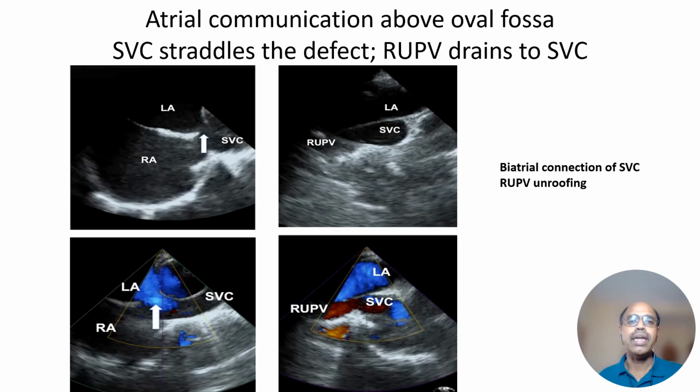We have to understand the anatomy. Sinus venosus defect is an interatrial communication above the level of fossa ovalis, where the superior vena cava straddles the defect. So the SVC has got a biatrial connection, and the right upper pulmonary vein invariably drains into the SVC just above the sinus venosus defect.